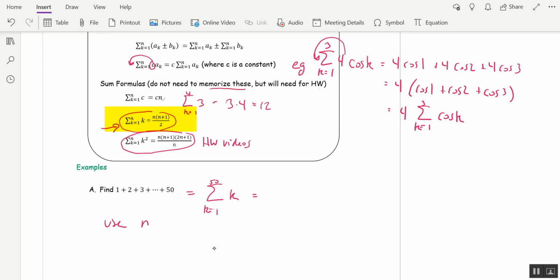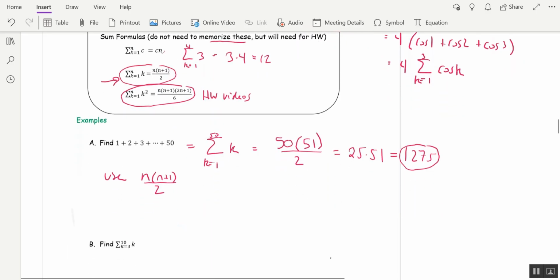So n times n plus 1 over 2. All right. Well, n is 50. So this is going to be 50 times 51 over 2, which is, 2 goes into 50 25 times. 25 times 51, quick arithmetic there, and you get 1,275. Okay, here's another one, slightly trickier.